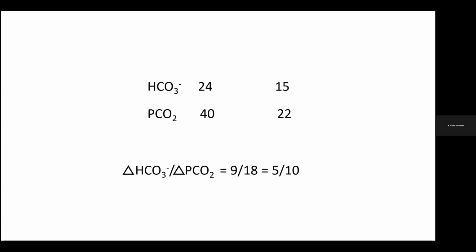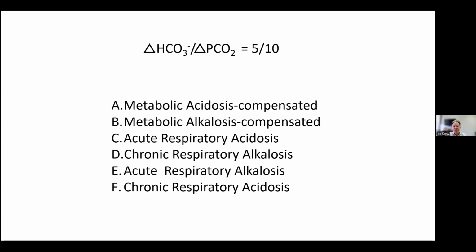So the 5 to 10 would be the chronic respiratory alkalosis. Very good. Beautiful. That's exactly how you do it. So the only acid-base disorder this could be is chronic respiratory alkalosis. And we have our 6 again, but the answer is D.